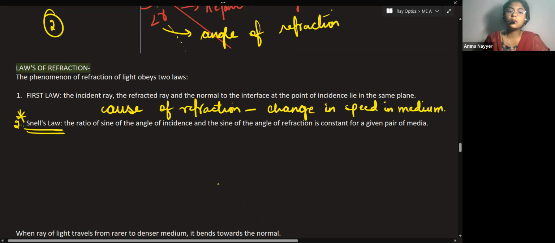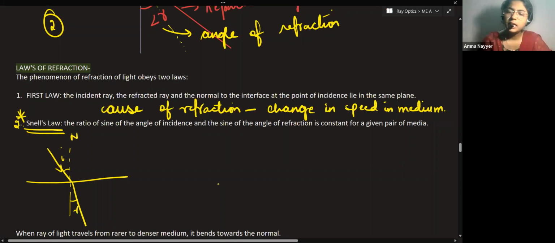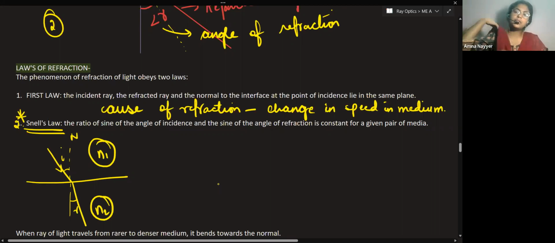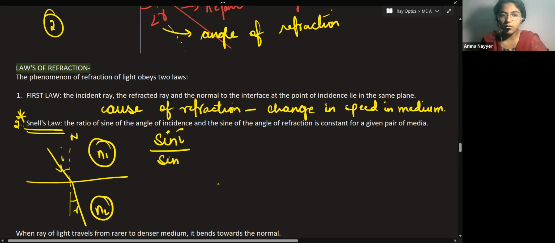Now see, Snell's law says: suppose this is a medium and a ray of light is incident on it. This is the normal, the angle of incidence is there. It gets refracted, the angle of refraction is there. Let's say the refractive index of this material is N1 and of this material is N2. So this says sine I by sine R is equal to N2 by N1.